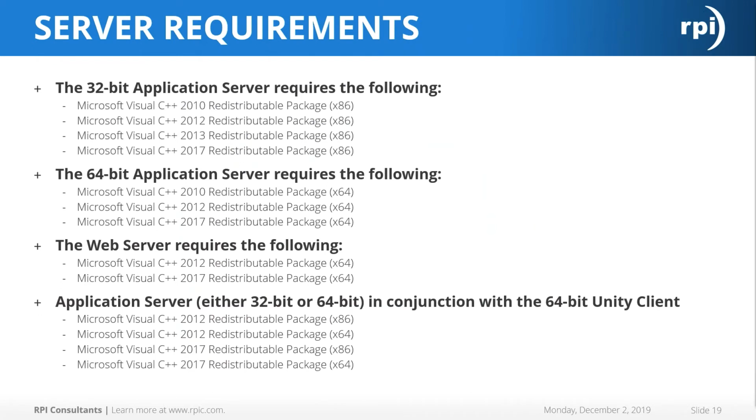Same thing here with the server requirements. I have listed out for you the packages and software that's needed for a 32-bit application server, for a 64-bit application server, the web server, and then an application server in conjunction with the 64-bit Unity client. So again, we just need to make sure that we have these packages installed when we move to the foundation, so that way your system runs smoothly for you.